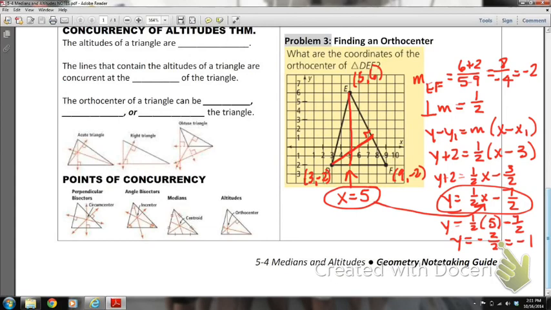So the coordinates of the orthocenter, the point where those two altitudes meet, are an x value of 5 and a y value of negative 1. So that's how you calculate the coordinates of an orthocenter.